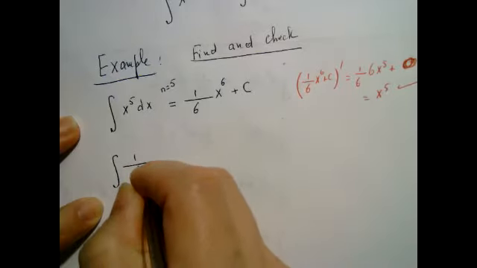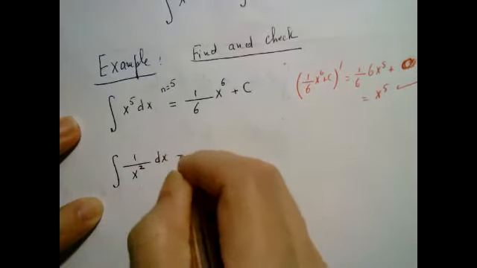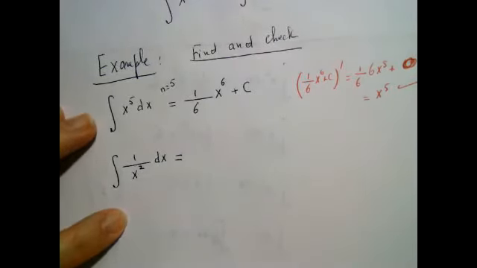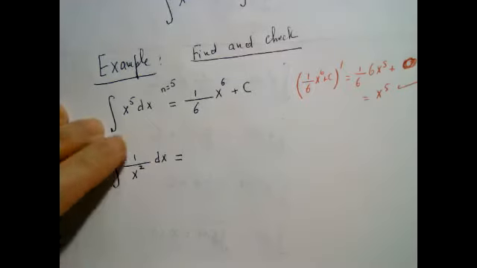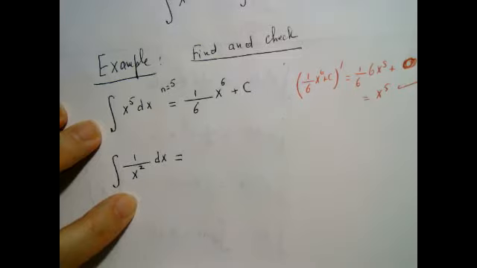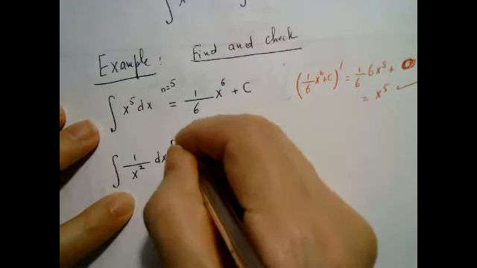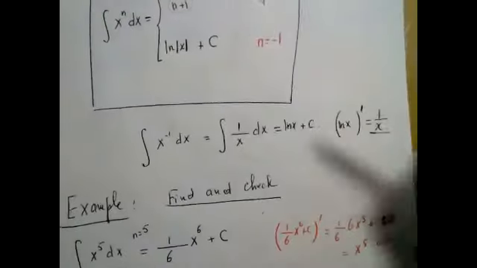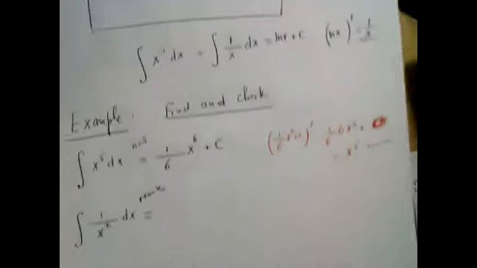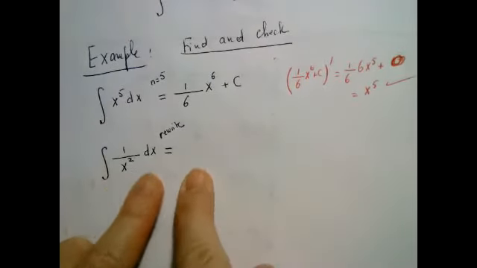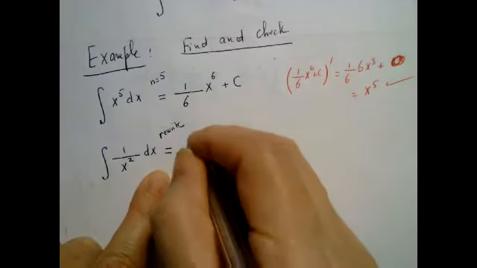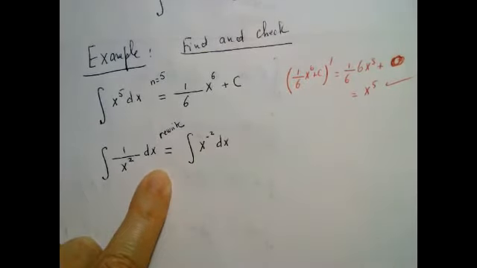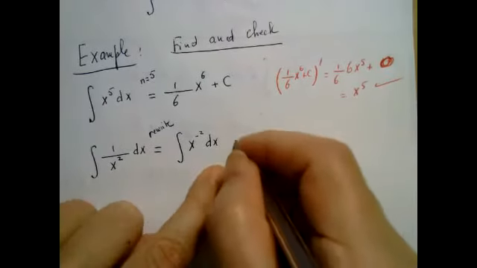The antiderivative of 1 over x squared dx. Now we're going to do exactly what we did when we differentiated. Whenever I have 1 over x squared, we can rewrite first, because I cannot make up rules on my own. The only rule I know so far is x to the n. So if an expression doesn't have this format, I have to rewrite it into this format. So this becomes the integral of x to the minus 2 dx. Now I can use my rule.